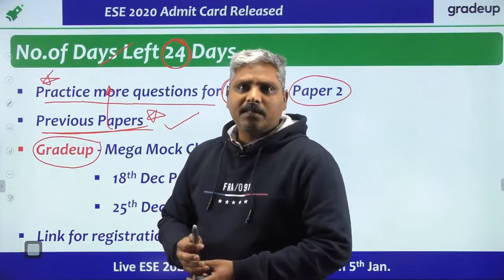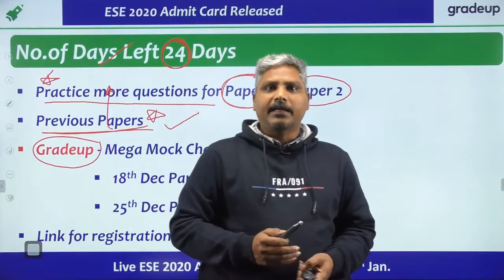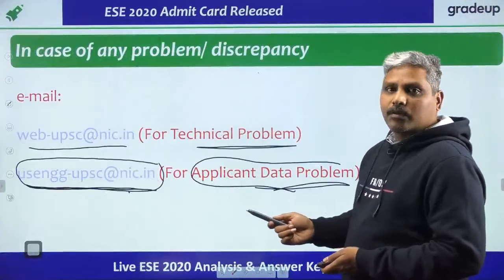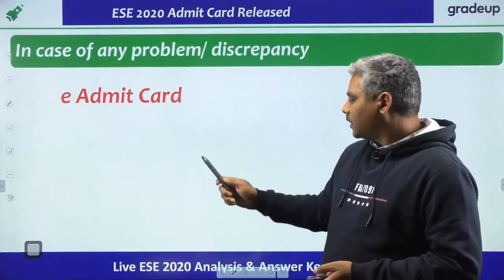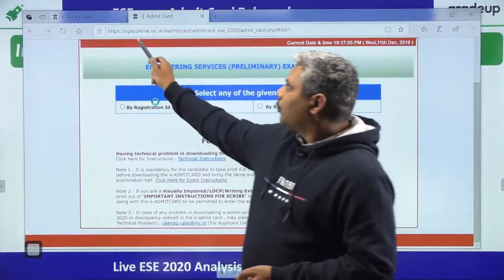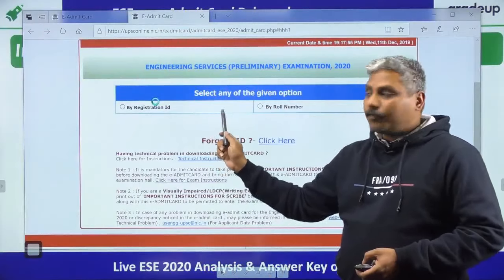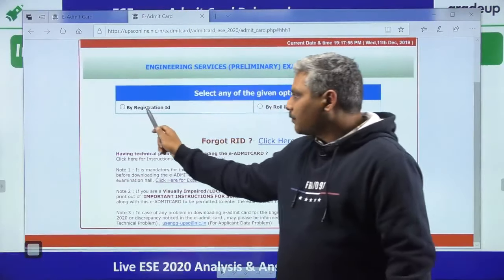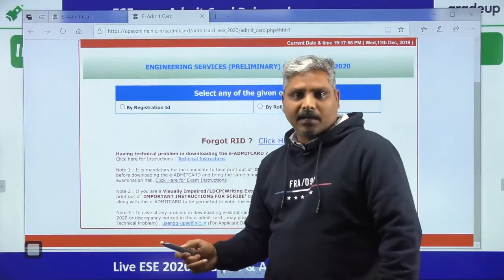Okay. Muhammad Nizamuddin asks, how to download the hall ticket? I have just shown in the beginning of my session how to download the hall ticket. You just go to the UPSC website. You can see here I am showing you how it is. You can go to upsconline.nic.in, then go to the preliminary examination download option here. By submitting your registration number or roll number, you can download your admit card.